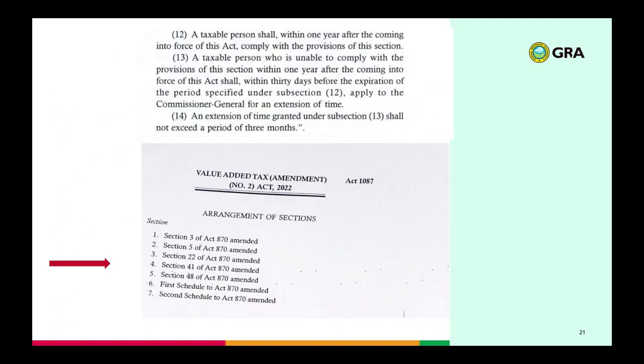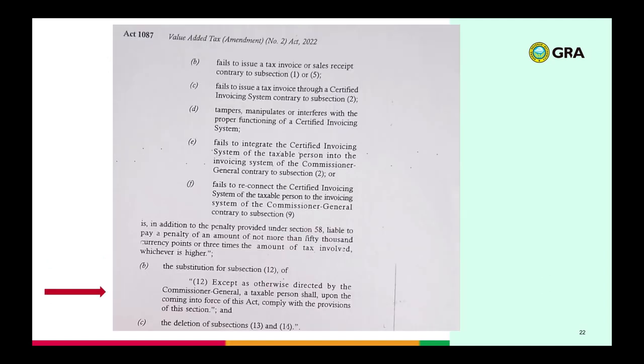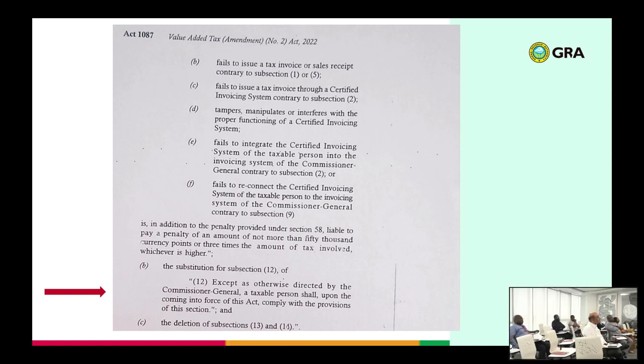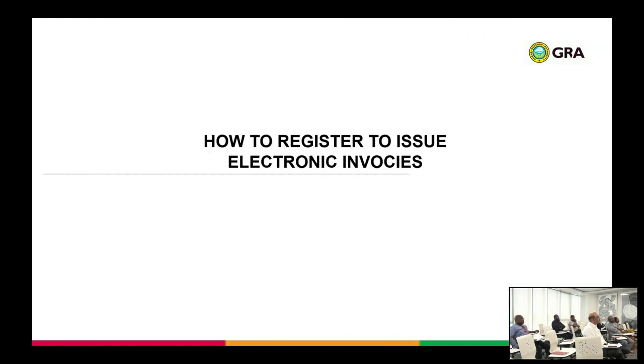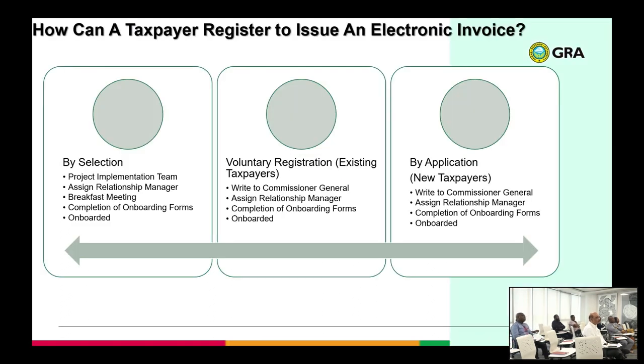And then, of course, this now goes into the subsequent act, amendment of the act, the 1087 Act, that looks specifically at the transition provision that we talked about earlier on, and also the increasing the punitive measures for not complying with the act. Now, how does a taxpayer register to issue an electronic invoice?